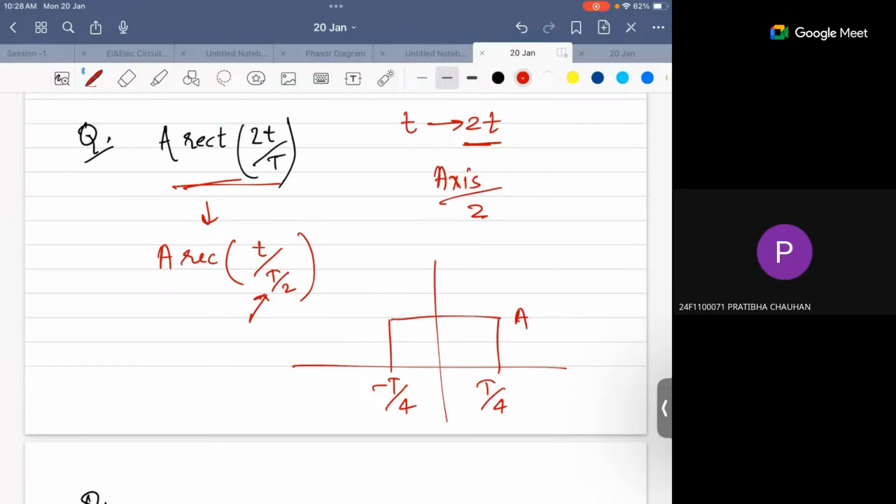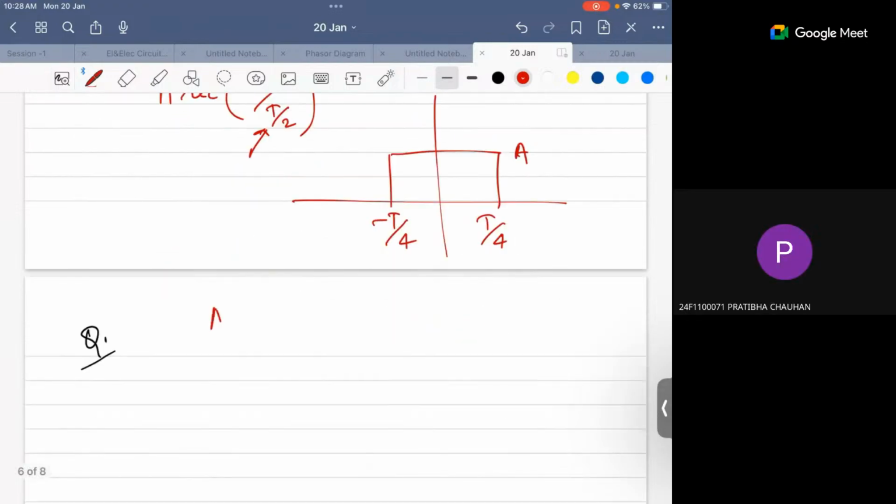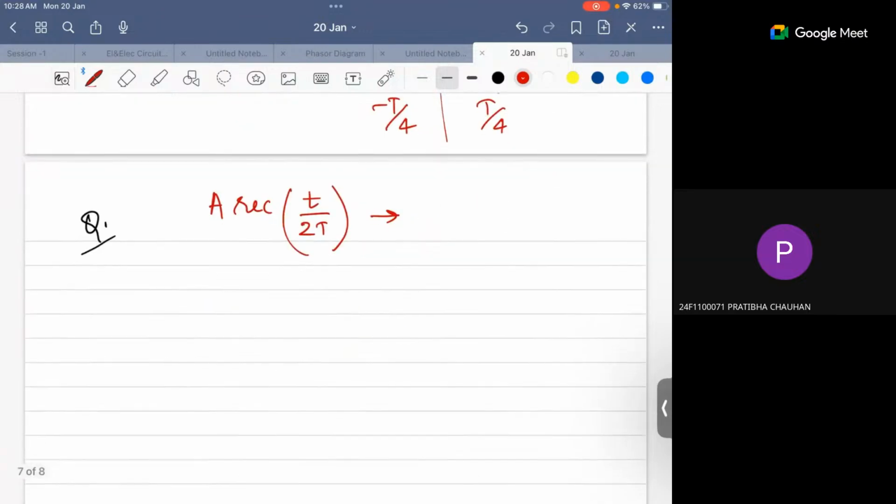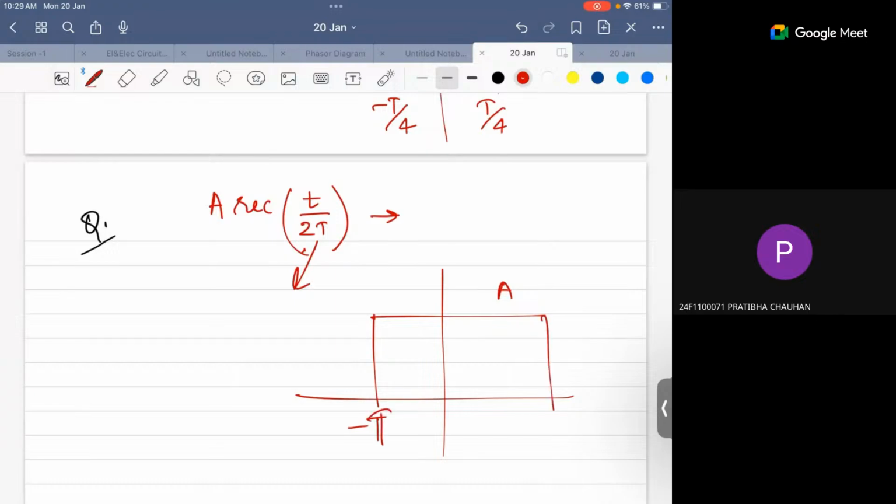Now if you have a function A times rect of t by 2 tau, is it an expansion or a compression? Here the width is 2 tau. The magnitude will be A and the width will be 2 tau, so it will start from minus tau to tau. Now this function has expanded. We have changed from t to t by 2, so the axis gets multiplied by two. This is the expansion of the function.